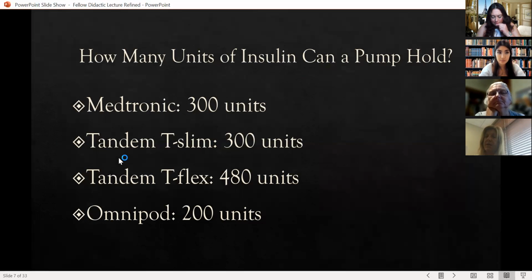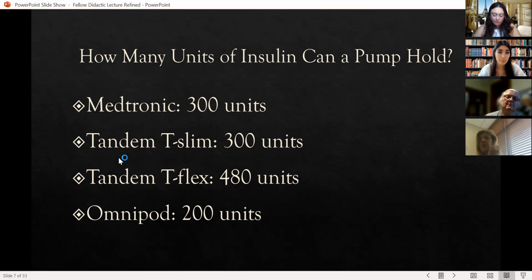Tandem and Medtronic run more as a closed system and work with their sensors. Omnipod does not. Omnipod only holds 200 units. So for some of these insulin-dependent type 2 diabetics, it's not a good pump because they're going through cartridges like crazy. I just saw a lady right now who takes on average 110 units a day. If you had the Omnipod, you'd be changing your reservoir every other day. So that's kind of not a good one.